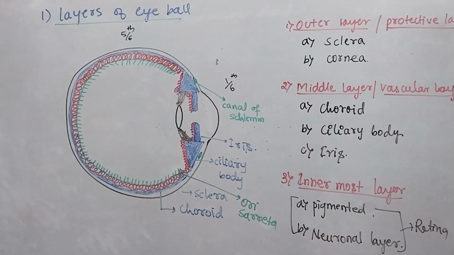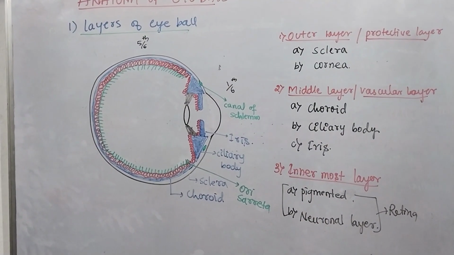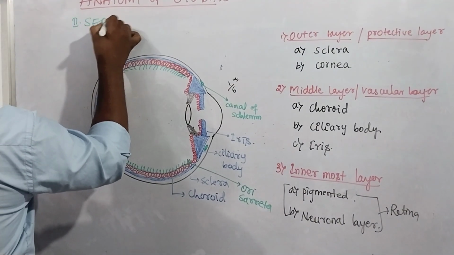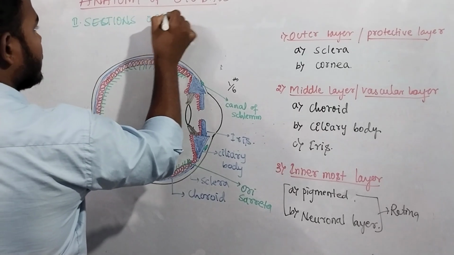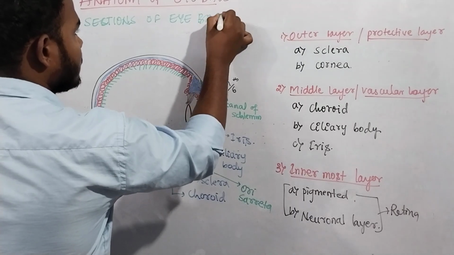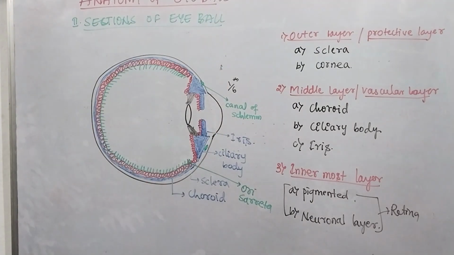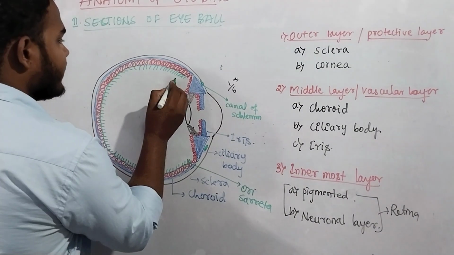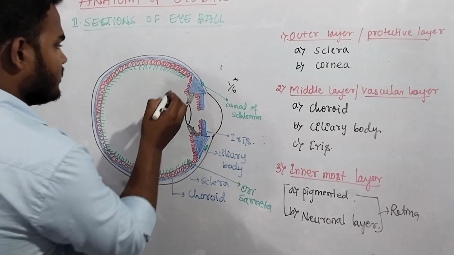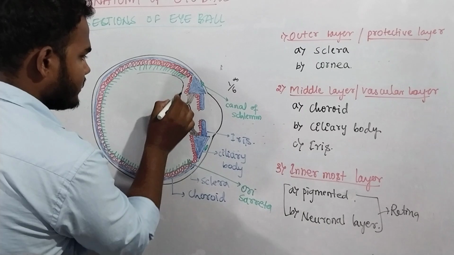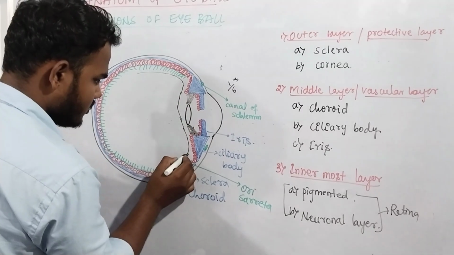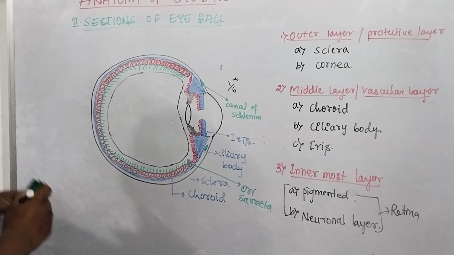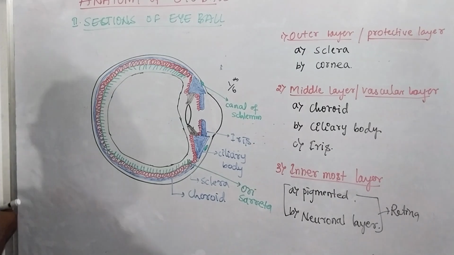Now the sections of an eyeball. Here there are basically two sections: the anterior section and the posterior section.